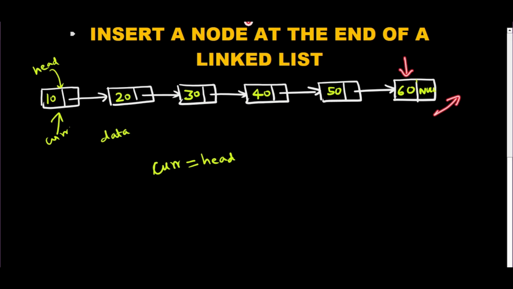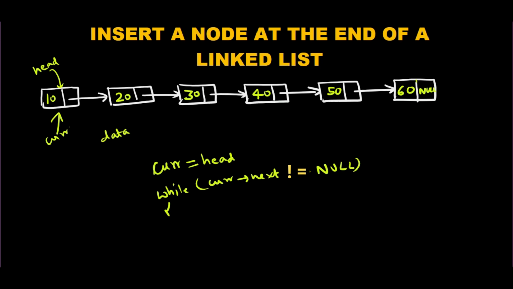We need to stop at the node whose next is null. So if we find a node whose next is null, we need to stop. So we'll run a while loop while current's next, that means a node whose next is equal to null. We have to run this loop unless this condition is satisfied.